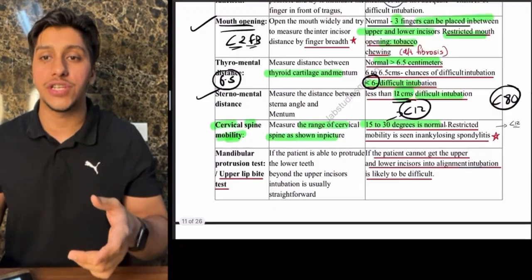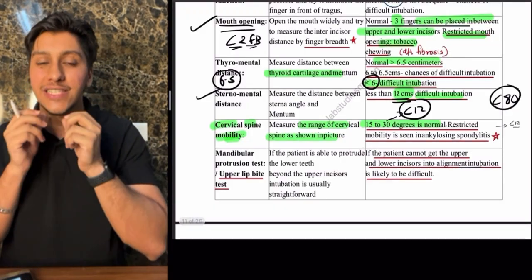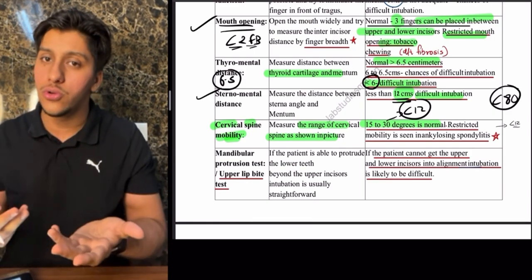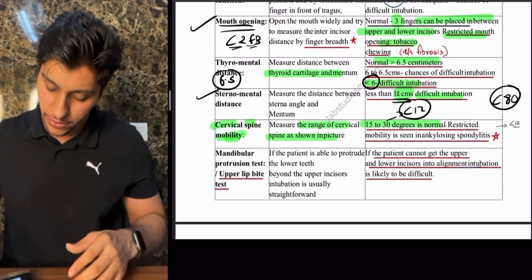You have another test, which is your mandible protrusion test, in which you will ask the patient to protrude the lower jaw, and if they're able to do so, good enough. If they're not able to do so, again, a sign of difficult intubation.